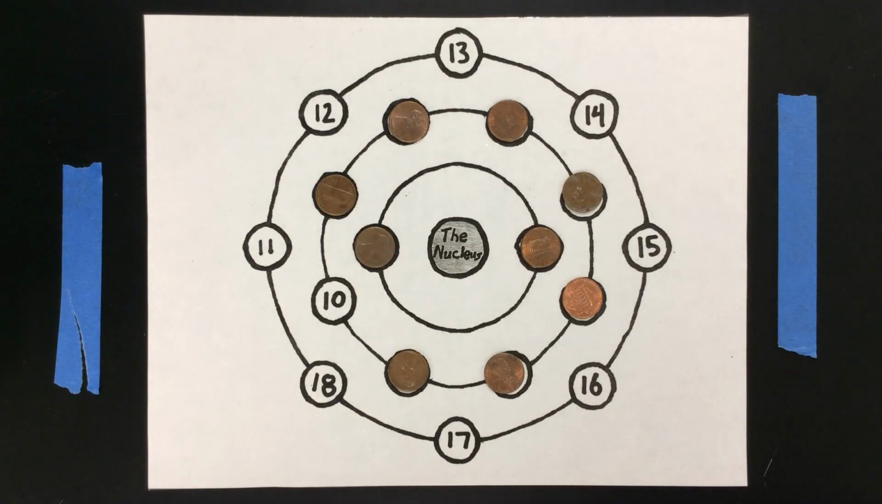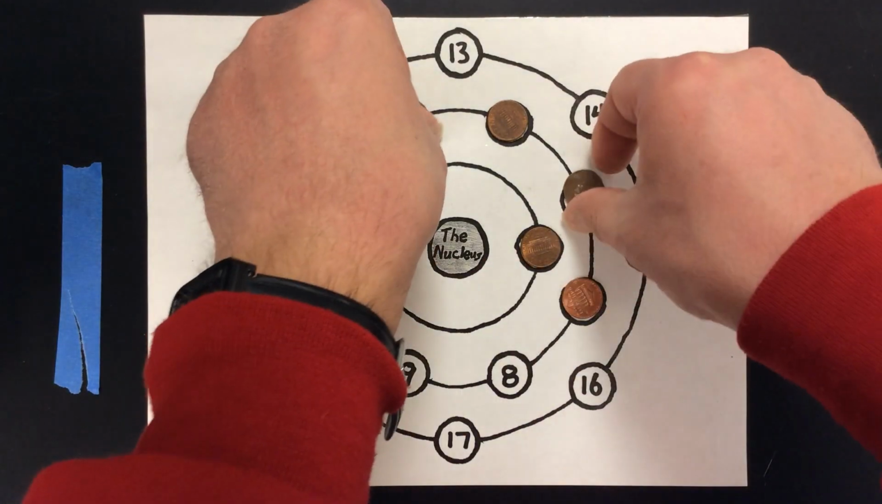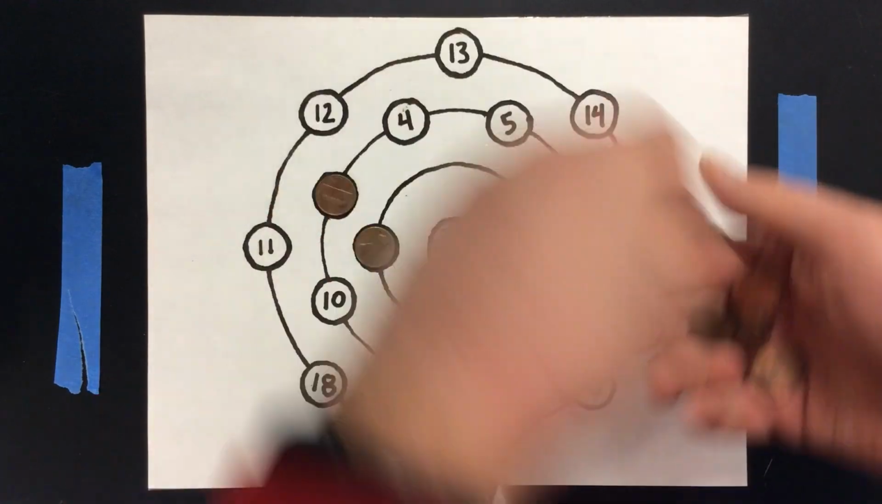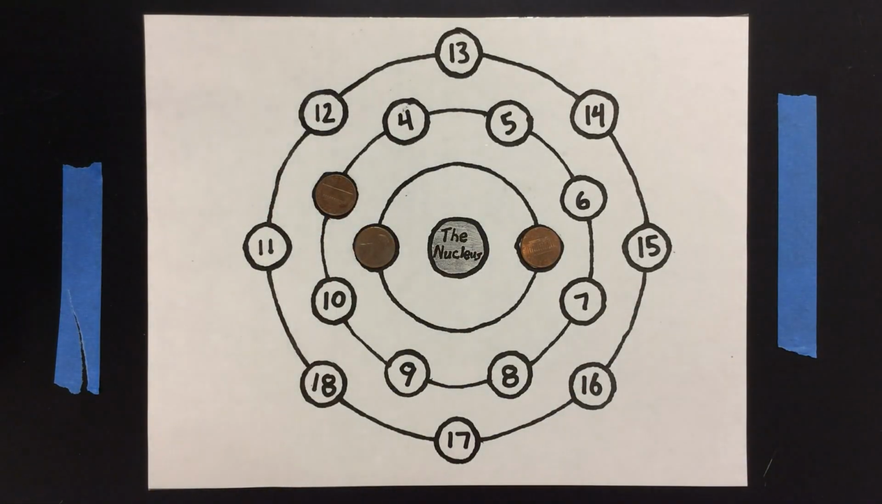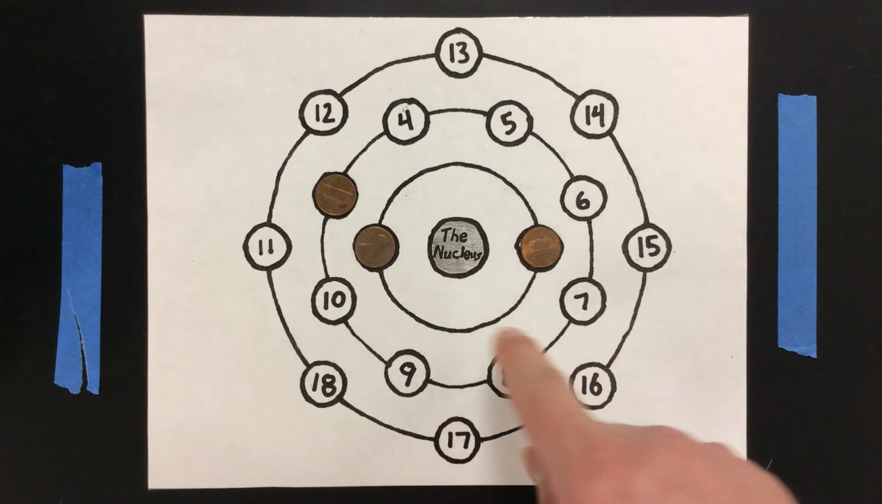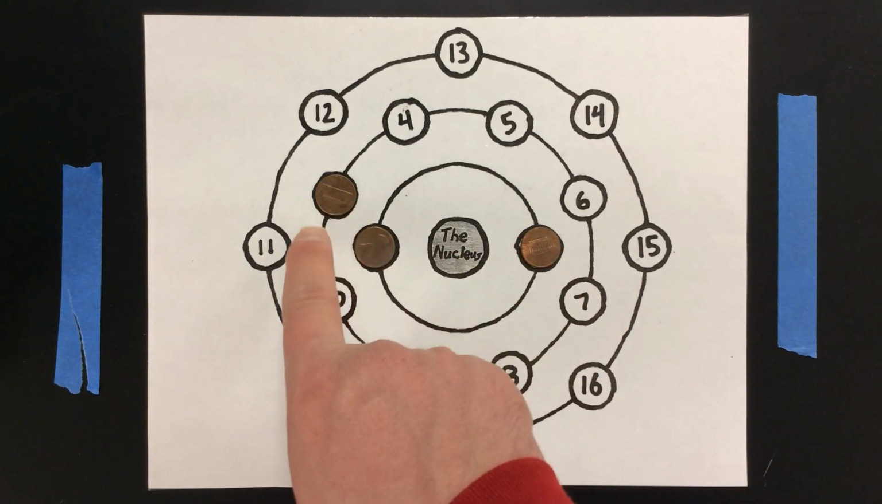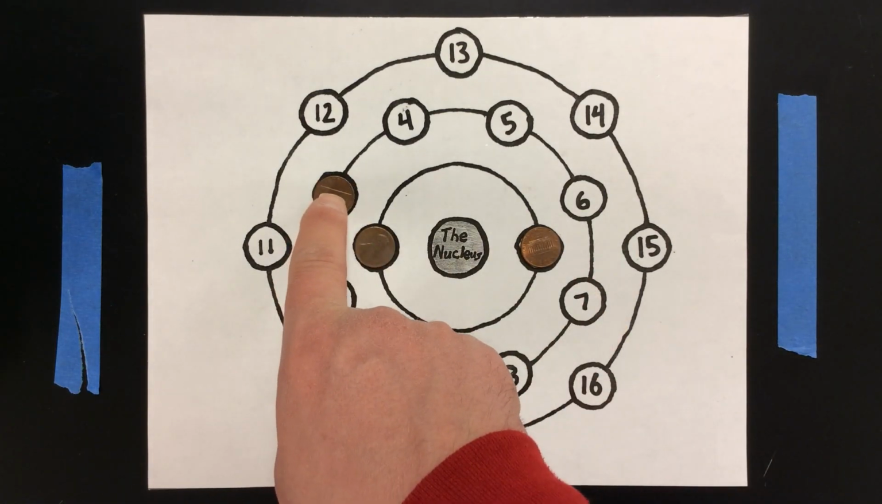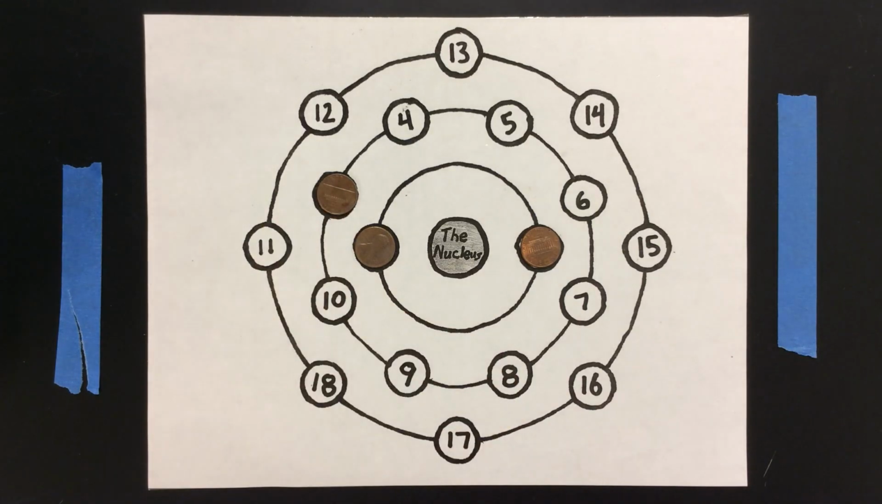One last element to take a look at is lithium. Now, lithium is element number 3. So, you can see that we would have 3 electrons, 2 in the first layer and 1 in the second. That means that this 1 electron would be a valence electron because it's the only electron in the outermost layer that has them.